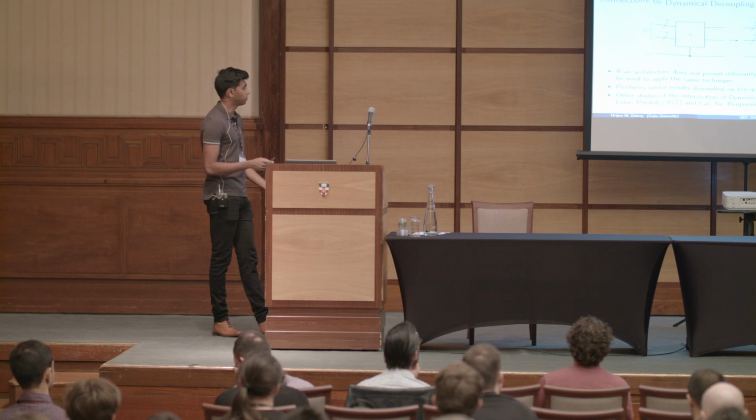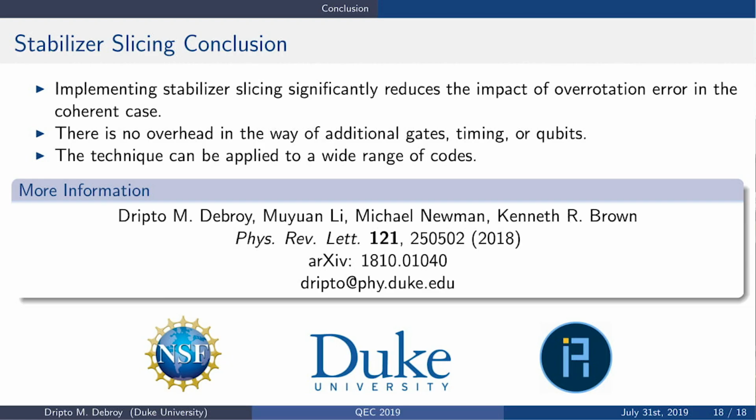And then, yeah, so with that, I want to quickly conclude. Our technique significantly reduces the impact of these over-rotation type errors on our system. There's no overhead in the way of actual qubits, gates, or timing, as long as you have access to these particular gates we ask for. And then you can apply it to a wide variety of codes, preferably ones that have small stabilizers or have a lot of symmetry and built-in subsystem structure in order for you to not have huge requirements on gates.